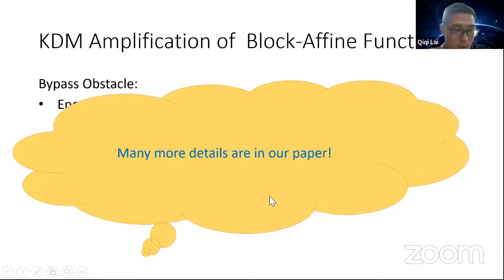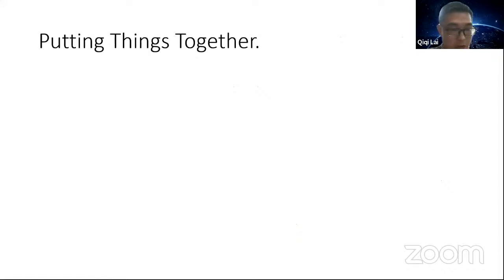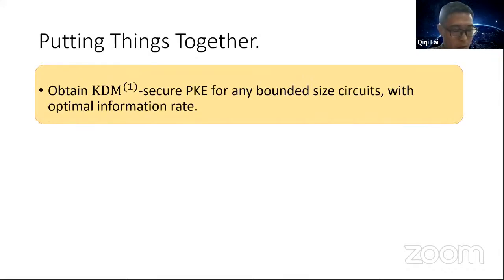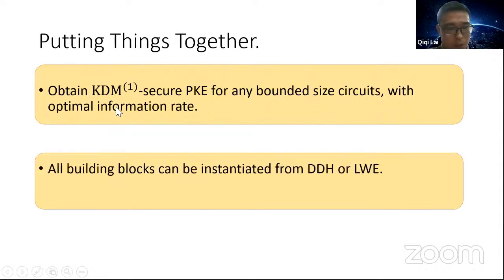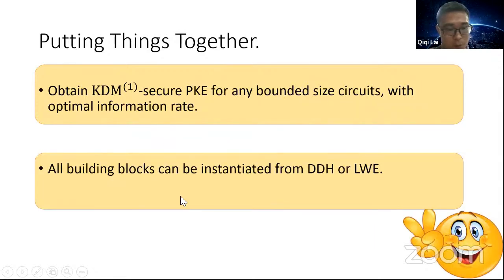Many more details can be found in our paper. So after putting all of these things together, we can get KDM1 secure PKE for any bounded size circuit with optimal information rate. And all building blocks can be instantiated from DHLWE.